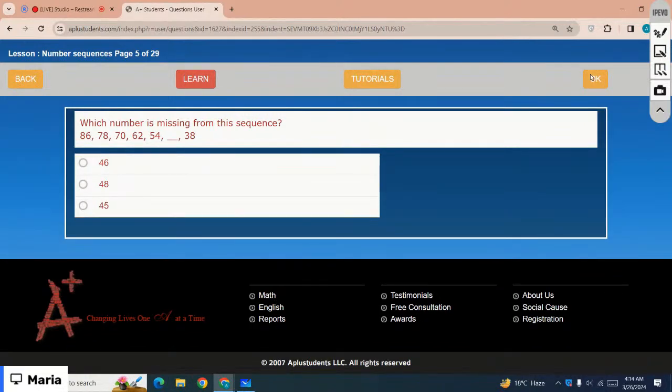Which number is missing from the sequence? So which is the correct option? The sequence is decreasing. Decreasing by 8, right? So the correct option is 46.